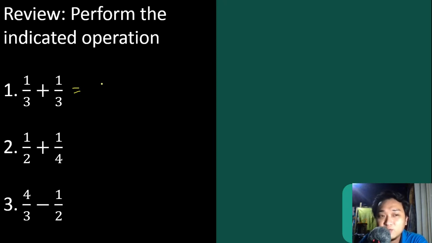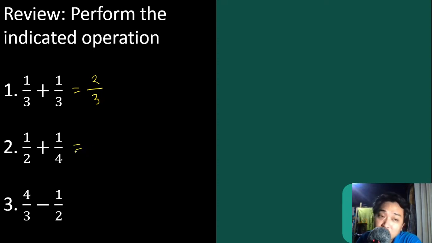If you're going to add 1/3 plus 1/3, it's very much easy. Ang sabi sa rule, nung kayo ay elementary pa, all we have to do is to copy their common denominator, which is 3, and add the numerator. 1 plus 1 is 2. So the answer is 2/3. How about for number 2?